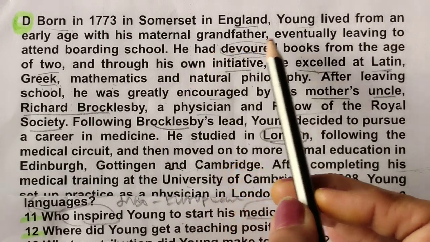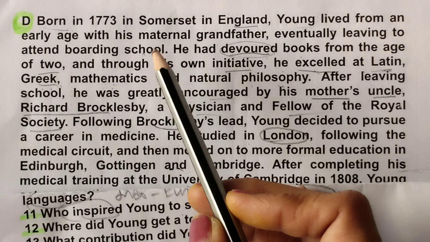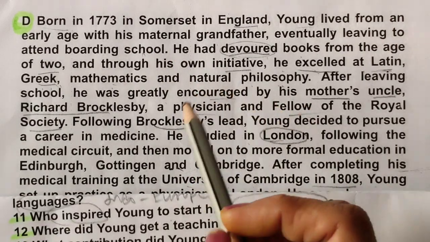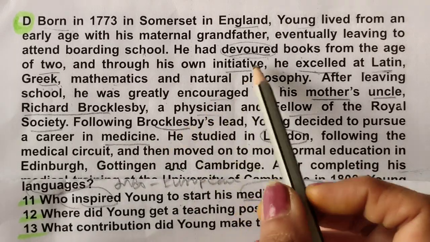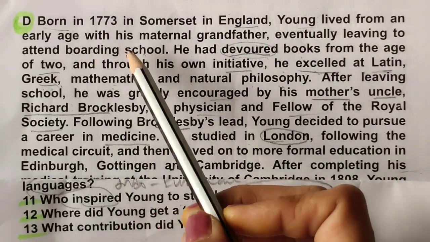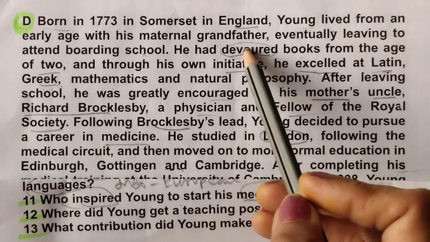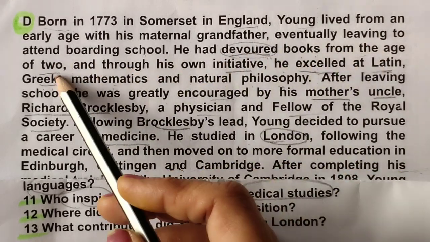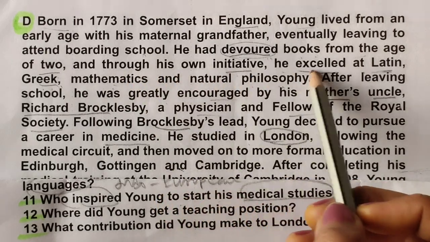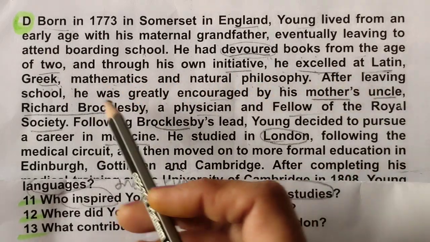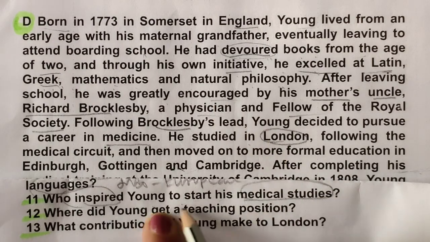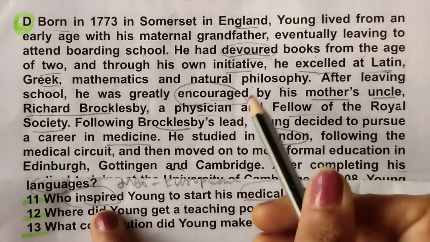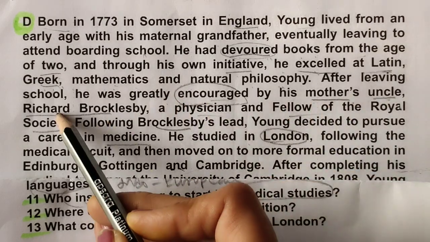Medical. Here they were talking about young age, physician, fellow. Okay, medicine is there. So let's read it. Young lived from an early age with his maternal grandfather, eventually leaving to attend boarding school. He had devoured books from an early age, and through his own initiative, he excelled at this. After leaving school, he was greatly inspired and encouraged by his mother's uncle Richard Brocklesby.